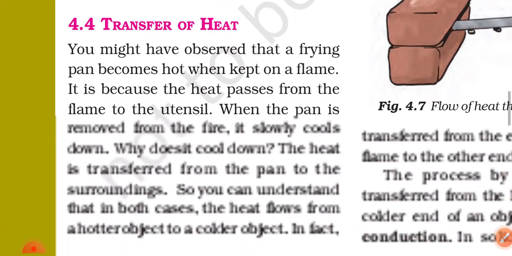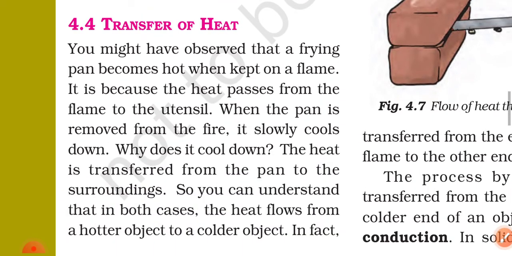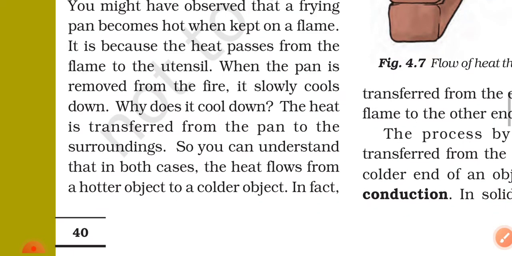4.4. Transfer of heat. You might have observed that a frying pan becomes hot when kept on a flame. It is possible that the heat passes from the flame to the utensils. When the pan is removed from the fire, it slowly cools down. Why does it cool down? The heat is transferred from the pan to the surrounding. So you can understand that in both cases the heat flows from the hotter object to a colder object.